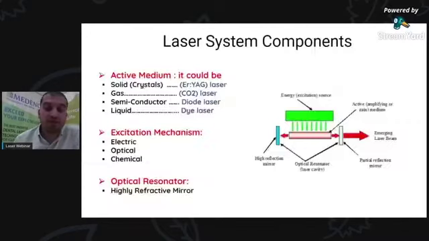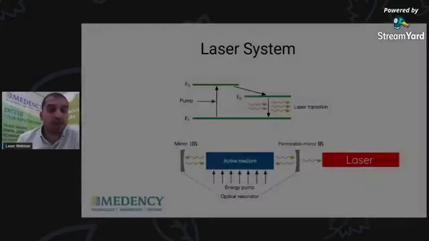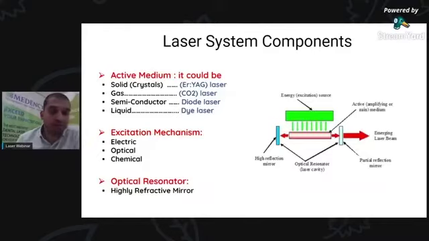So how can we generate a light with the specifications of laser that we mentioned in the previous slide? Our scientists have invented something called the laser system. This laser system is composed of three main components. The first one is the active medium, which can be solid, gas, semiconductor or liquid. The second component is the excitation mechanism, or as I call it, the power source. It may be electrical, optical or chemical. The third one is called the optical resonator, or simply two mirrors.